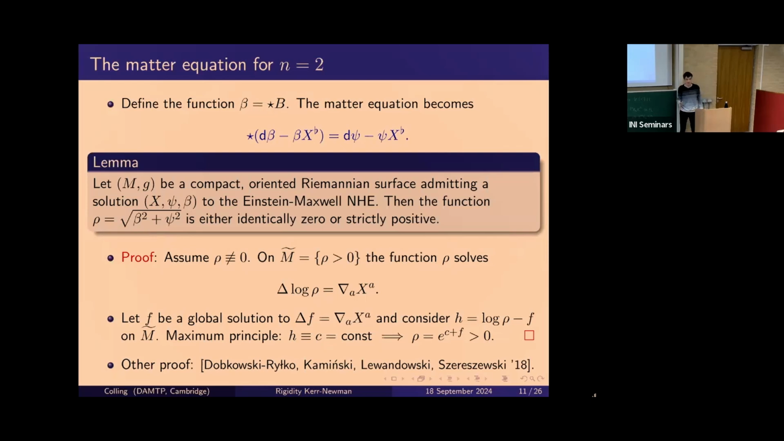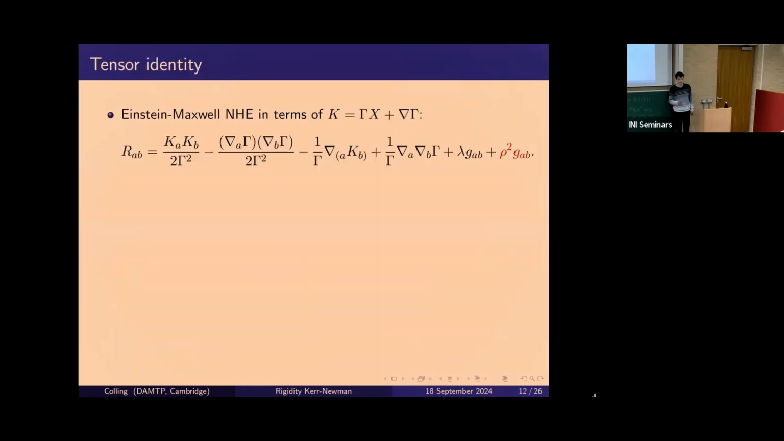So now I'm going to mimic the arguments of James and Maciek. The first step is to make this ansatz for K, and then write the equation in terms of K. I'm going to be denoting in red, which is barely visible, but it is red, the terms that differ from the vacuum calculation. So there'll be an extra term, rho squared times the metric. So the extra term is pure trace.